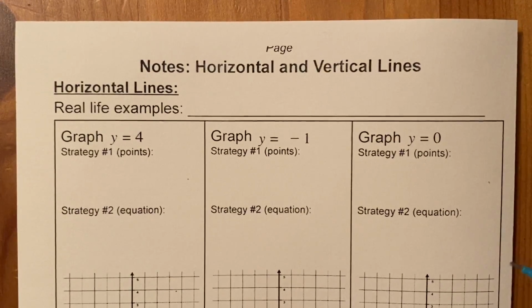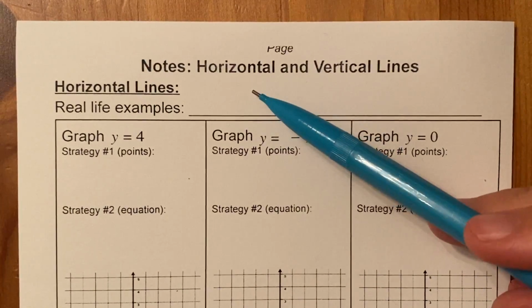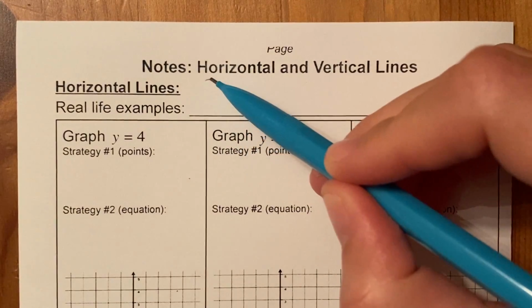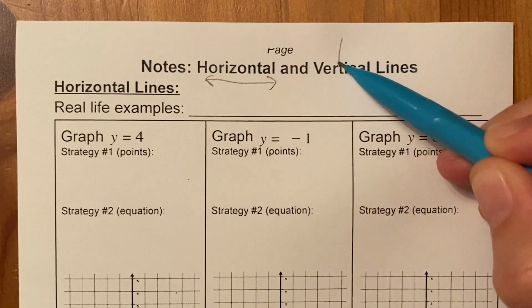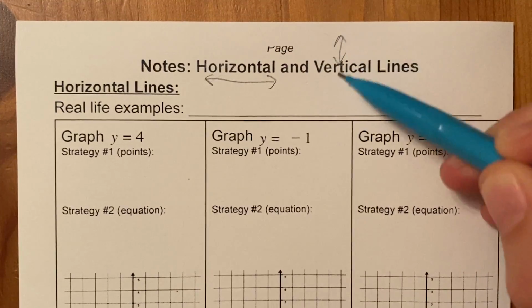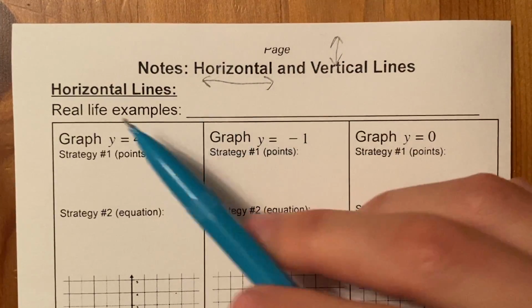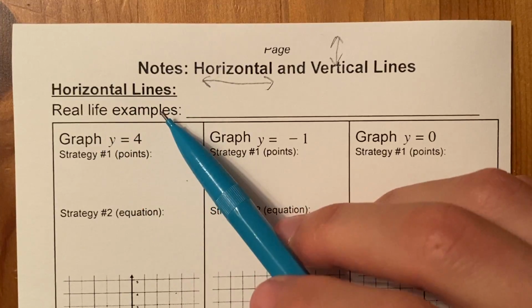Sometimes when we're graphing, we end up needing to graph a horizontal line or a vertical line. Horizontal lines go like this from left to right, and vertical lines go like this up and down, okay, straight up and down. So horizontal lines, real life examples of horizontal lines.